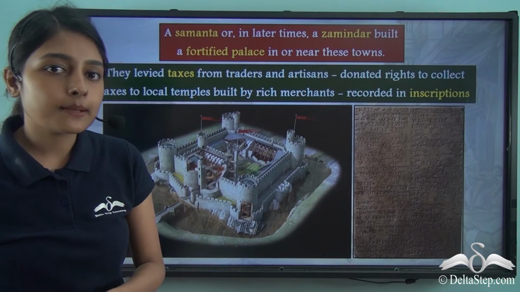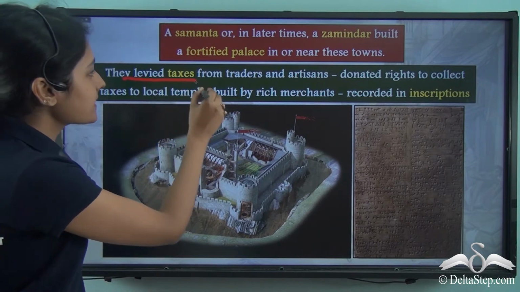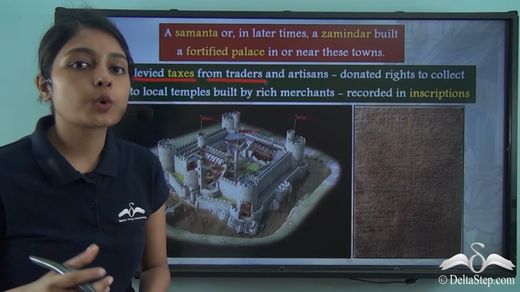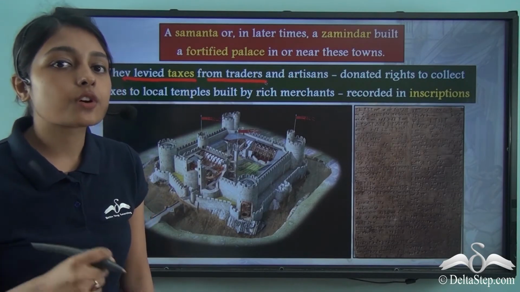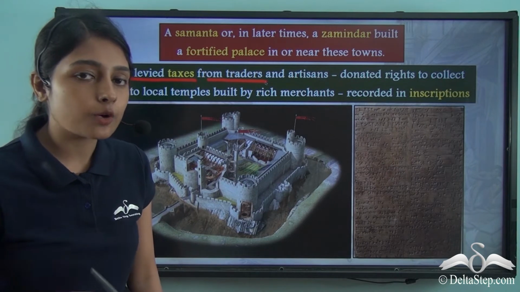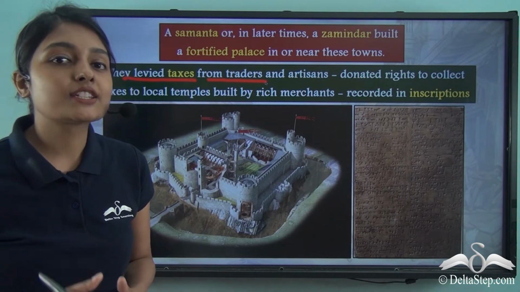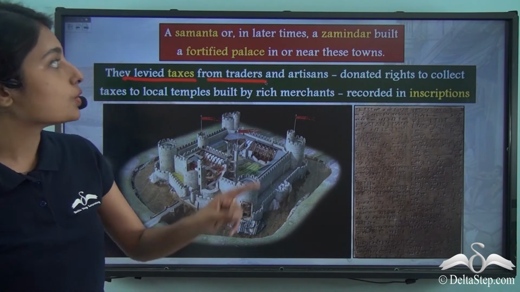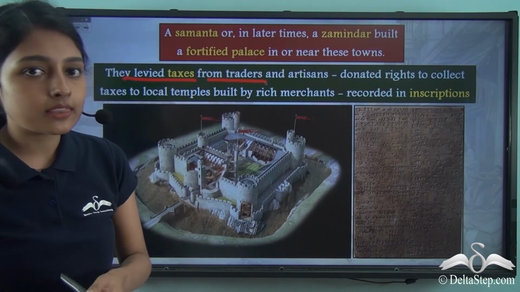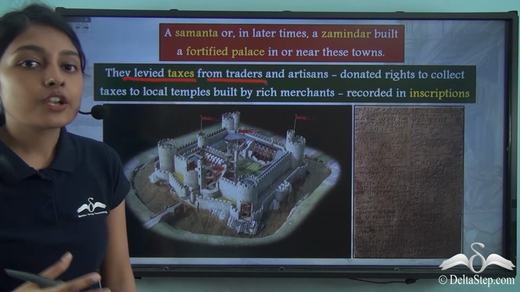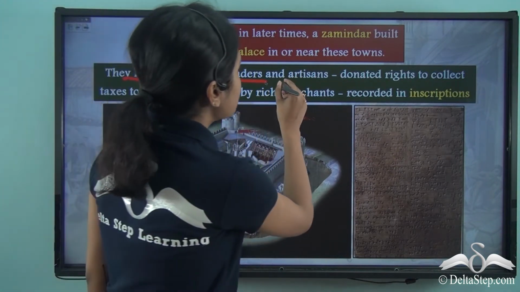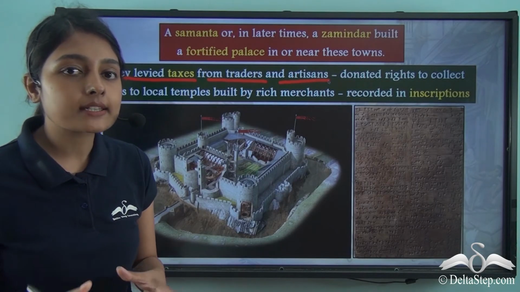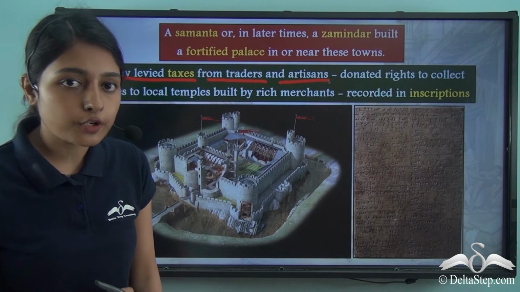These zamindars and samantas levied taxes from traders. Now people or traders who came from different towns or different villages in that one town to perform trade had to pay taxes. And who regulated these taxes? It was the samantas or zamindars who levied and regulated these taxes from traders and artisans. Because both the traders and artisans participated in the buying and selling of goods.